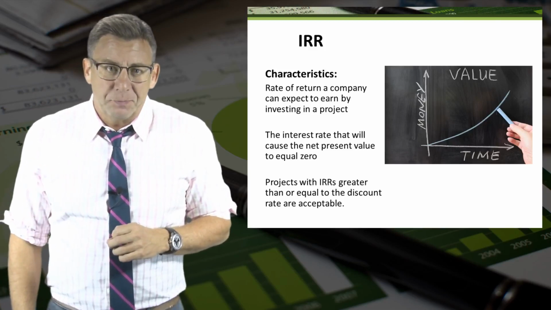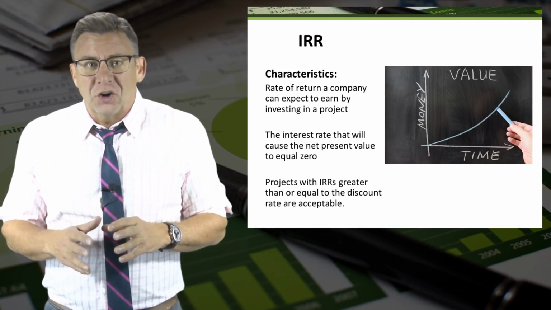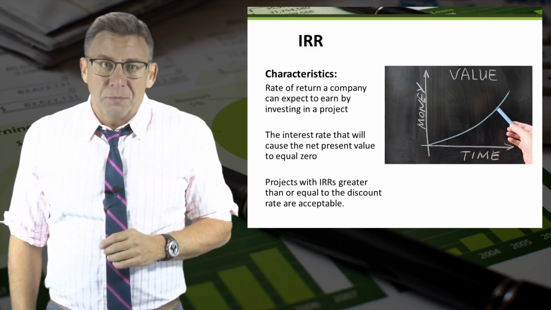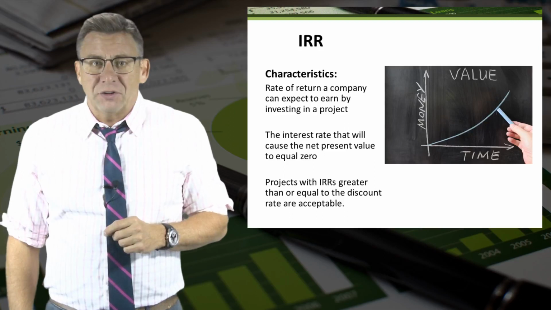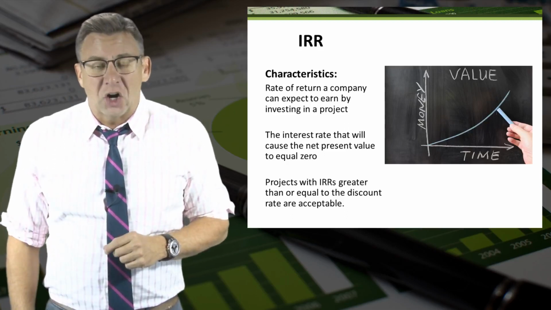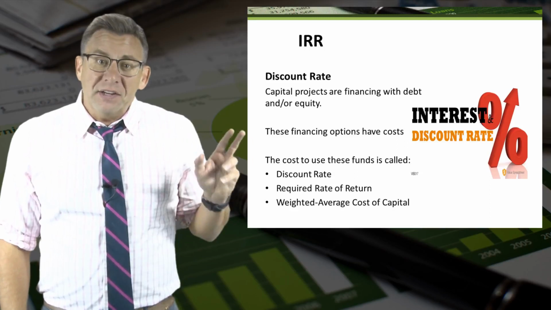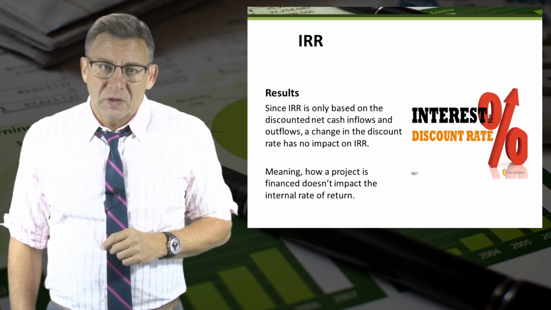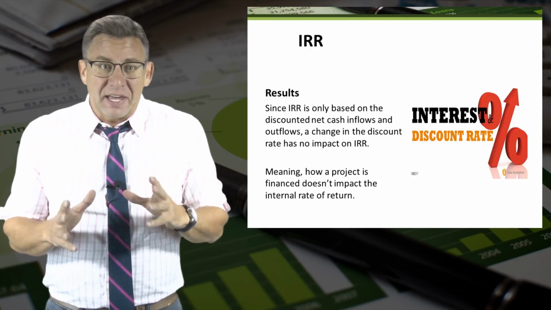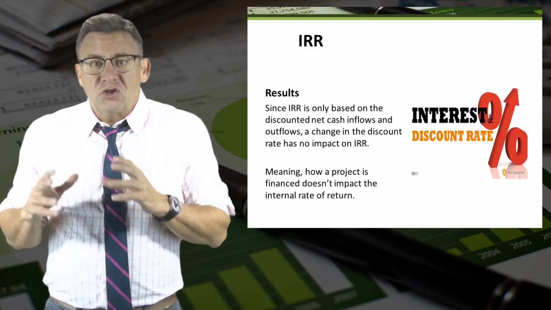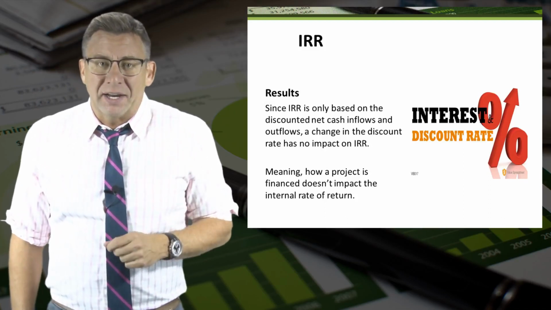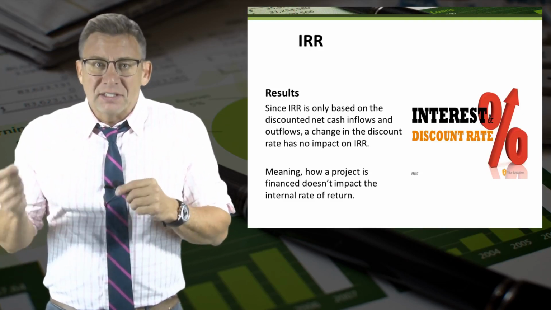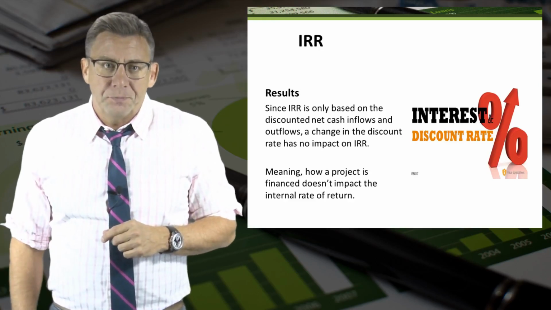in a capital project. When the internal rate of return and the discount rate are the same, net present value is 0. Projects with internal rates of return greater than or equal to the discount rate are acceptable. The discount rate is not used in IRR calculations. Since IRR is only based on the discounted net cash inflows and outflows, the change in the discount rate has no impact on IRR, meaning how a project is financed does not impact the internal rate of return.